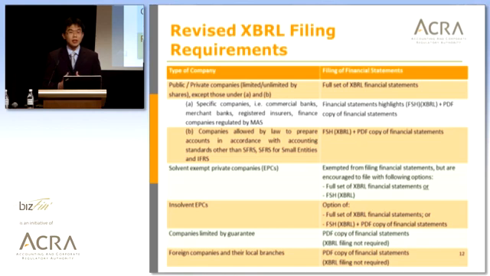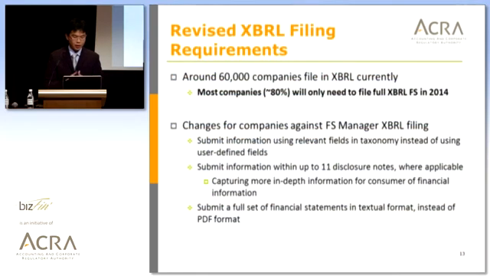The XBRL filing requirements do not apply to companies limited by guarantee and the foreign companies and their local branches. So for these two groups of companies, the companies limited by guarantee and the foreign companies, they will only be required to file a PDF copy of their financial statements to us. Currently, there are around 60,000 companies filing XBRL annually to us. And based on the analysis of the filing cycle, most companies will only need to file full XBRL financial statements in 2014.